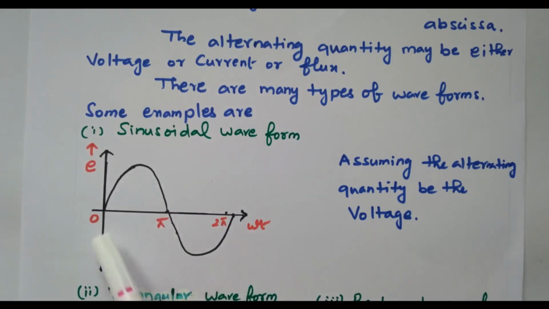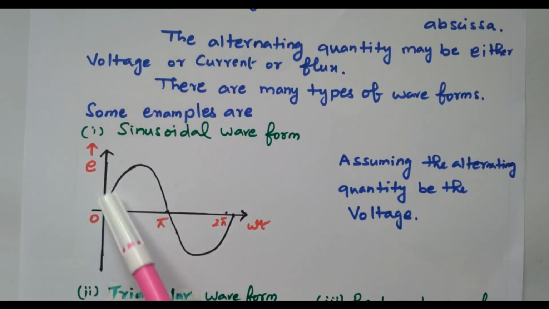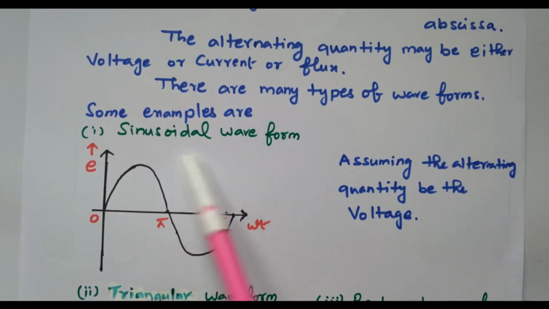From 0 to pi, that is 0 to 180 degrees, the voltage keeps on increasing, reaches the maximum value, again decreases, and again reaches the 0 value. It is in terms of sine theta. The increasing and decreasing of the voltage is a function of sine theta, so it is called a sinusoidal waveform, sine waveform.